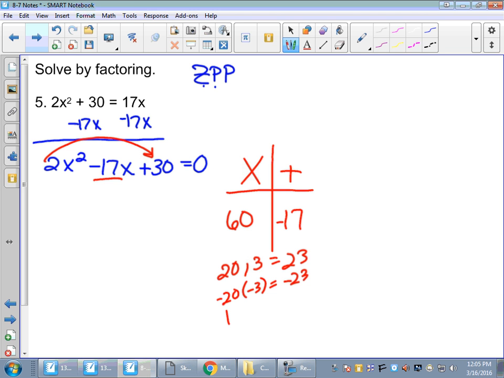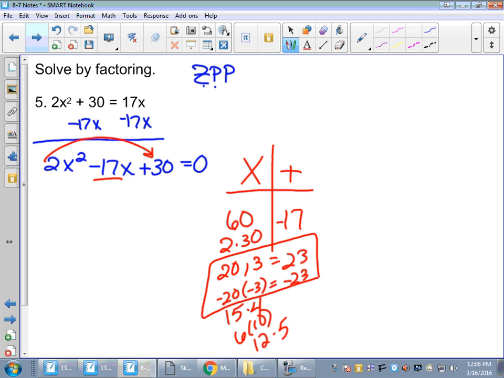15 goes into 60 4 times. That's not going to give me 17. 2 goes into it 30 times. That's not going to give me 17. 6 and 10, not going to work. It's 12 and 5. So if you're just trying to do this on the fly, it's a little bit more difficult. I thought I was going to get 17 by just looking at 20 and 3. I saw a 17 here, but the signs didn't work.